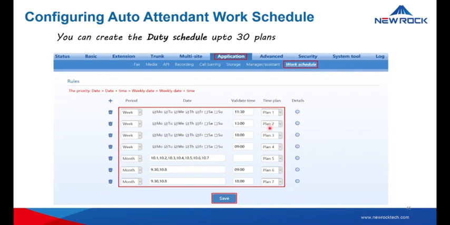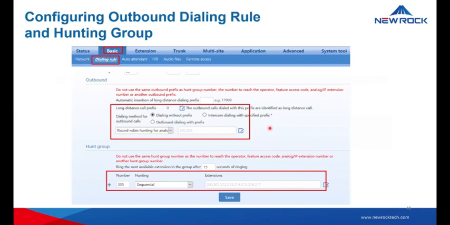Okay, so the next part is how to configure the outgoing outbound dialing rule. Go to basic dialing rule, and you can select here dialing without prefix. Generally this is used to allocate. So to select dialing without prefix, you can also do outbound dialing with prefix, and you can have the intercom dialing with a specified prefix.